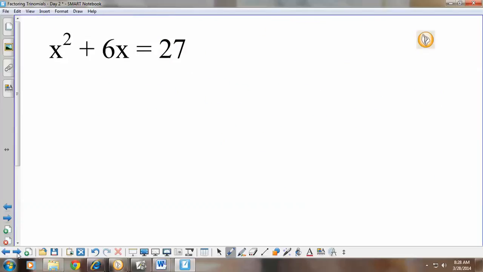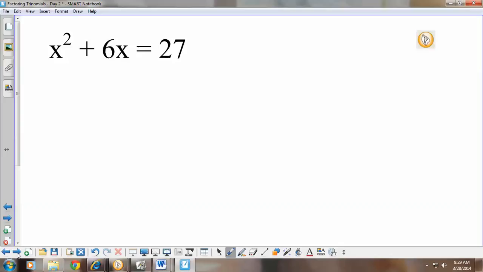This one looks a little bit different than you're used to seeing. X squared plus 6x equals 27. Or if we just add plus 0. Well, what do our equations need to equal in order to factor, Summer? So what do they need to equal?